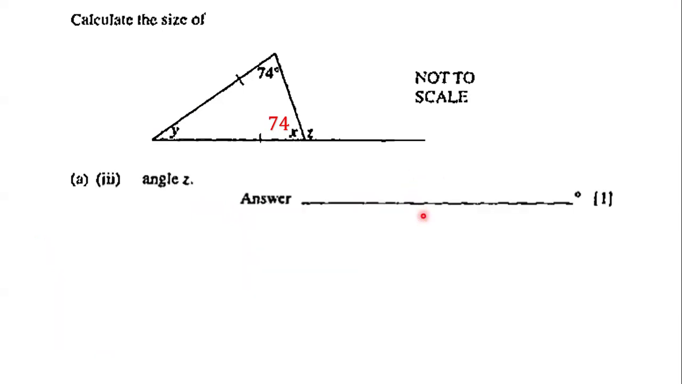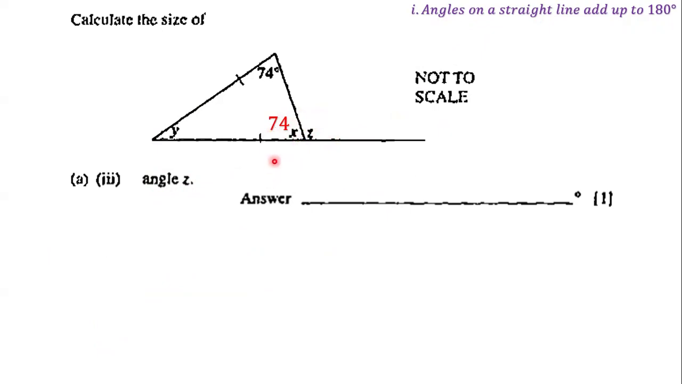Next, let's move on to another question. Here, they want us to determine the size of angle z. Now, angle z is right here. We already know that angle x is 74 degrees, but angle z is right here. Now, notice that we're going to use this useful geometrical rule, which states that angles on a straight line add up to 180 degrees. Here, we have angle x and z on a straight line. They are at a common point, which means that they must add up to 180 degrees.